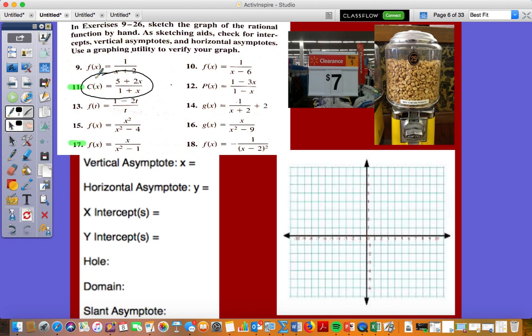Good. I want you to go ahead and find all of this stuff right here, okay? So there's no hole, there's no slant asymptote. I want you to find all of the other things right there, okay? For number 11. Okay, number 11. 5 plus 2x over 1 plus x. All right, go right ahead. Just find the characteristics.